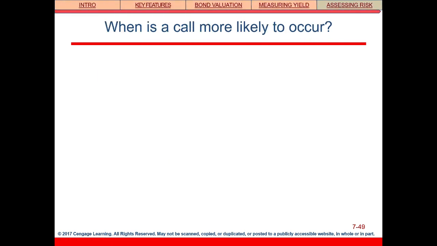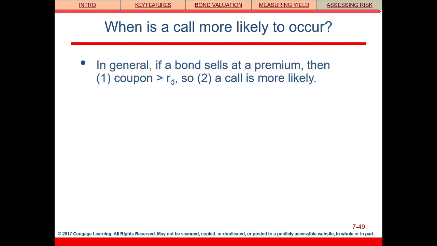So to summarize, when is a call more likely to occur? In general, if a bond sells at a premium, that means the coupon interest rate is higher than the market interest rate, right? So in this case, a call is more likely, because the coupon interest rate is higher. Therefore, the company doesn't want to continue paying this high interest rate. They would want to pay a relatively lower interest rate. So in this case, it's more likely to have a call.